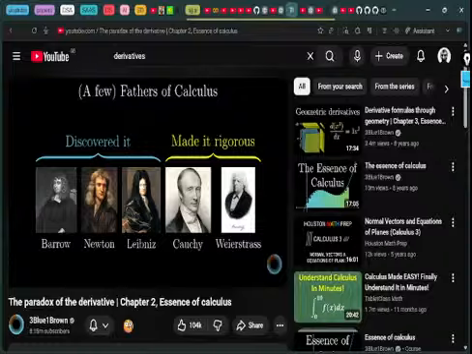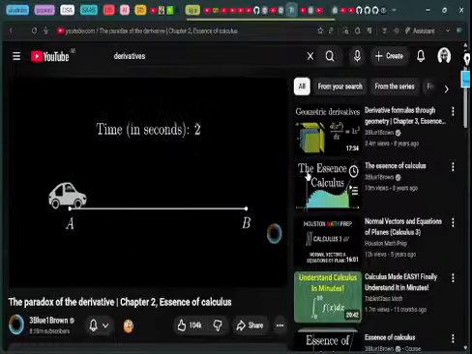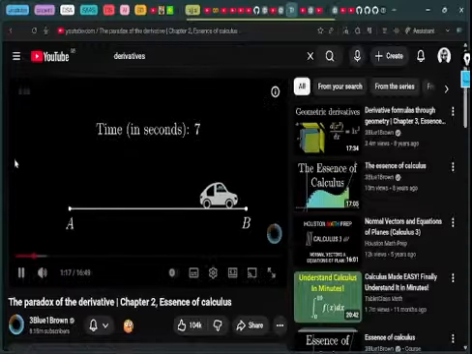As our central example, I want you to imagine a car that starts at some point A, speeds up, and then slows down to a stop at some point B 100 meters away. And let's say it all happens over the course of 10 seconds. That's the setup to have in mind as we lay out what the derivative is.